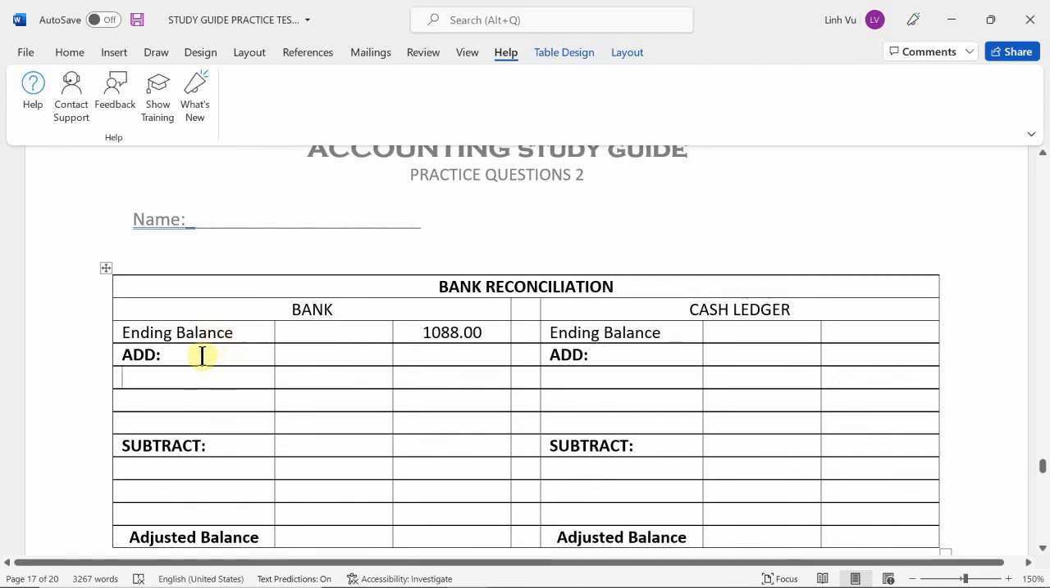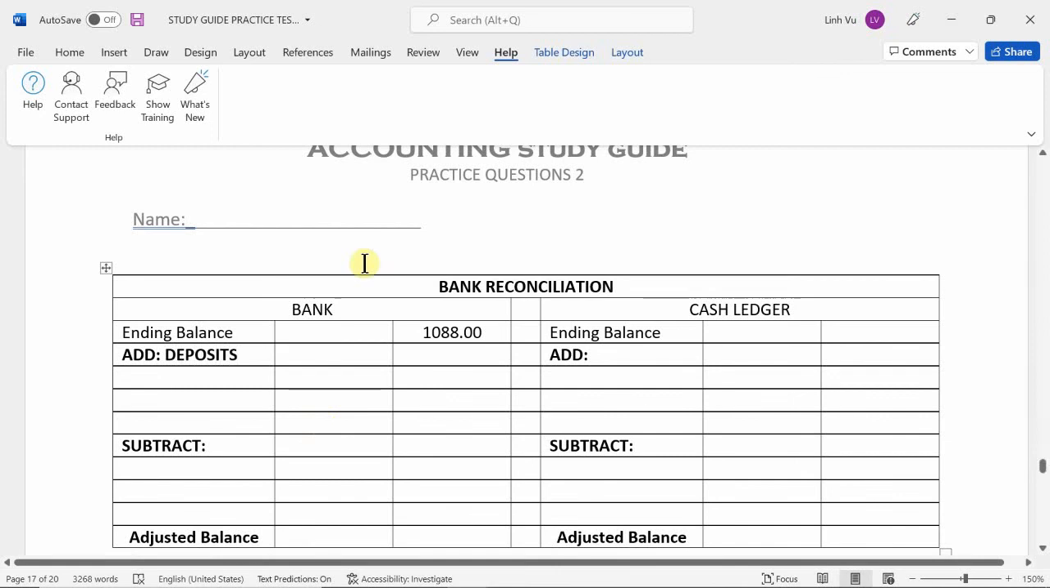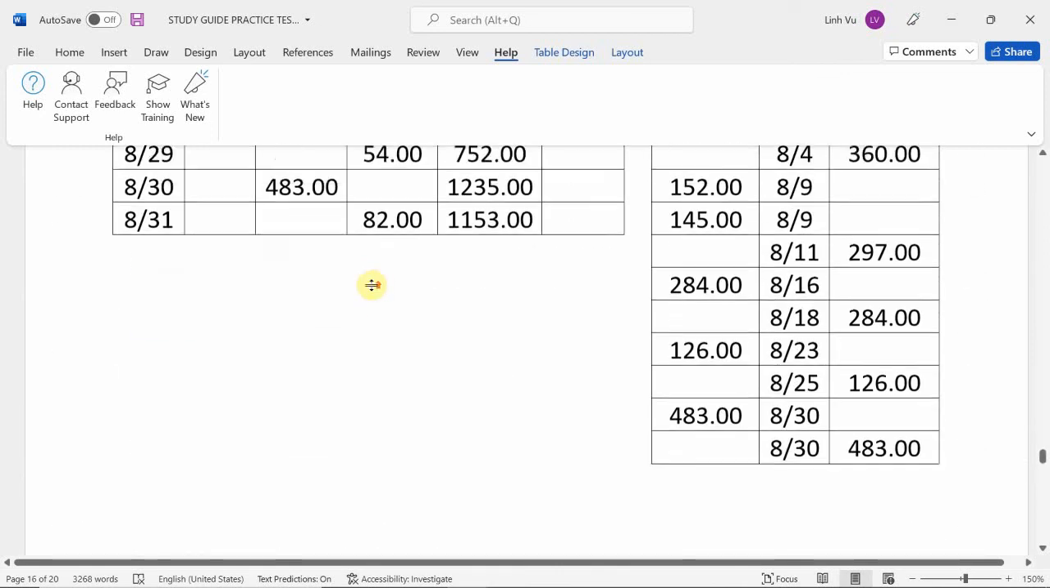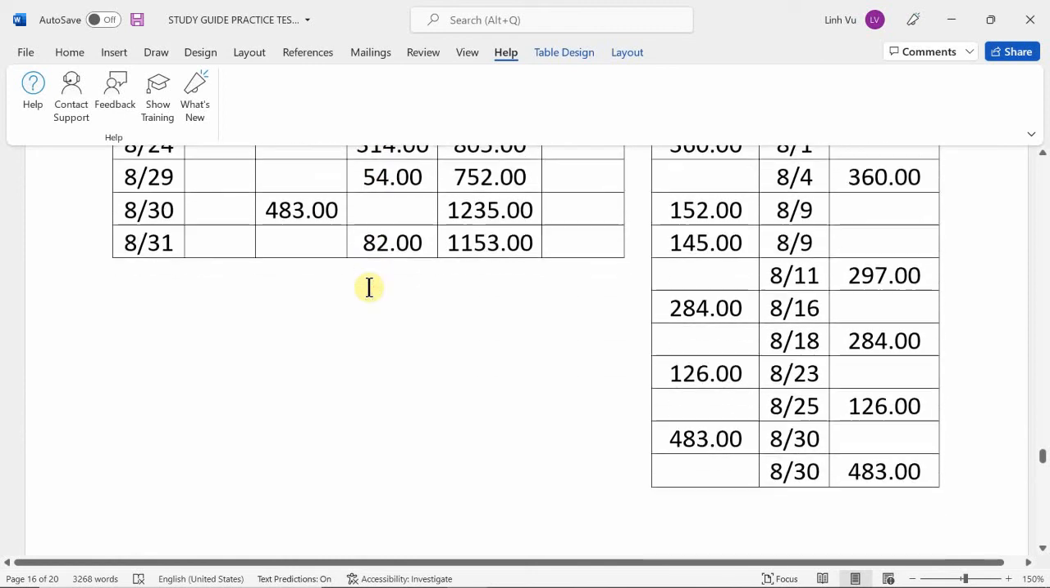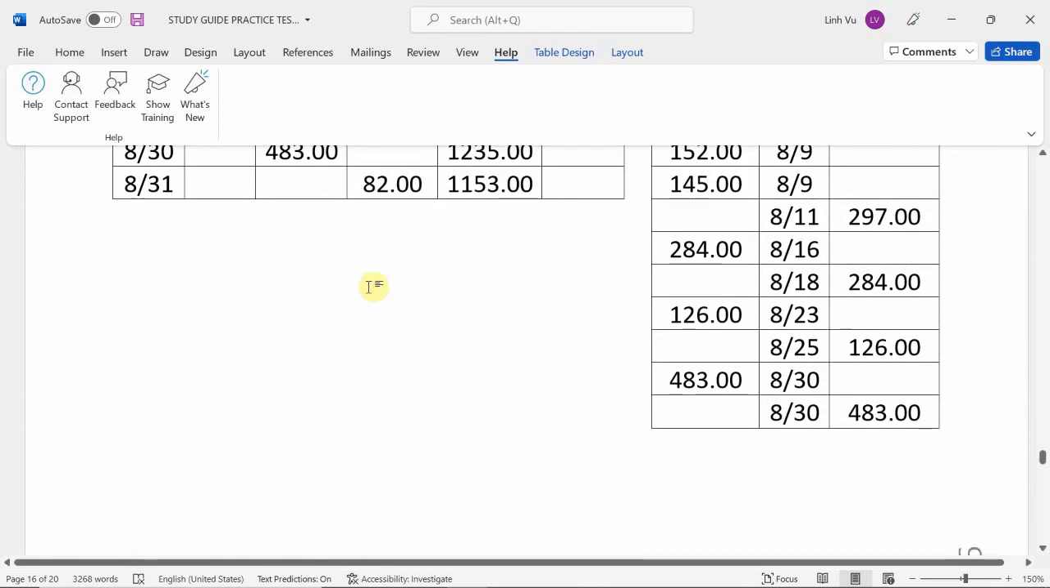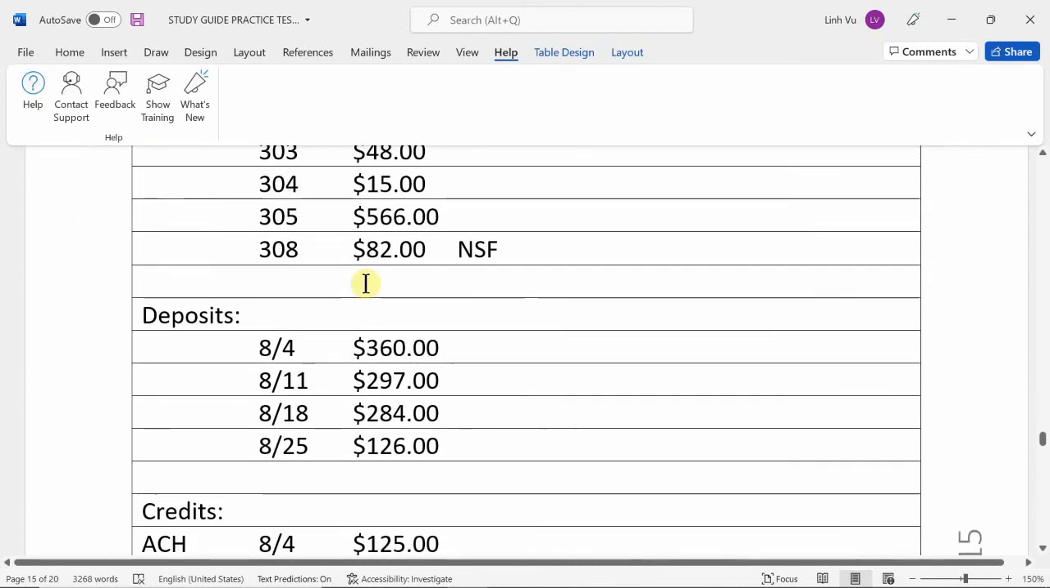What does the bank not know that I know? Deposits in transit. Correct, right? The bank doesn't know that I deposited the money, right? So in this case, I'm going to put deposits. Okay, so let's take a look. So here's my deposits that I've made. I made a total of 1, 2, 3, 4, 5 deposits. And let's check on my bank statement. How many of them actually cleared? Only 4. So in this case, let's go through it.